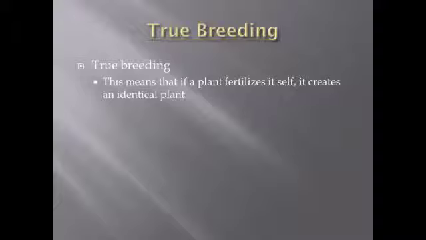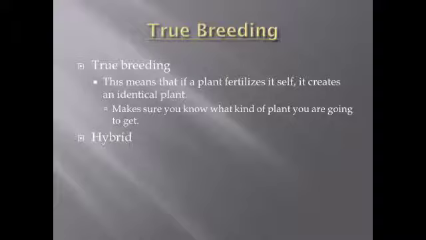But essentially what this does is that it makes sure that the plants, when they were fertilized with themselves, never gave different offspring. There was never any kind of variation involved. This would give Mendel some kind of a baseline to compare everything to. And as I put here, it makes sure you know what kind of plant you're going to get.